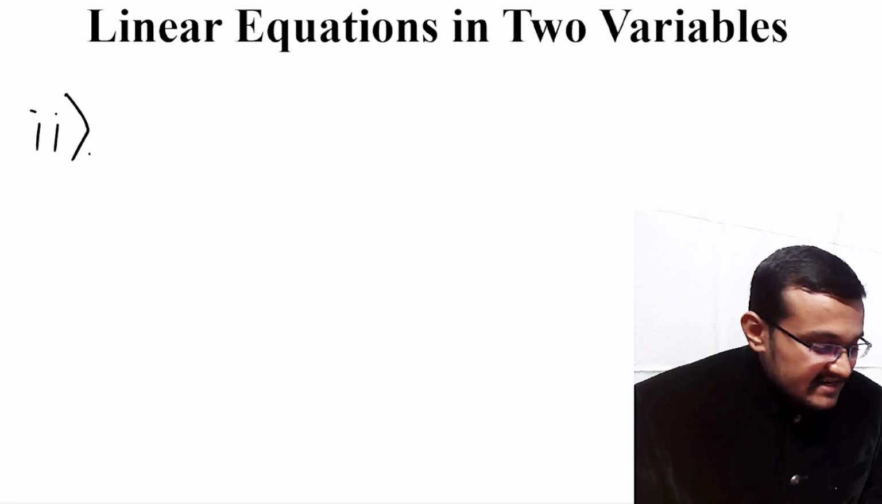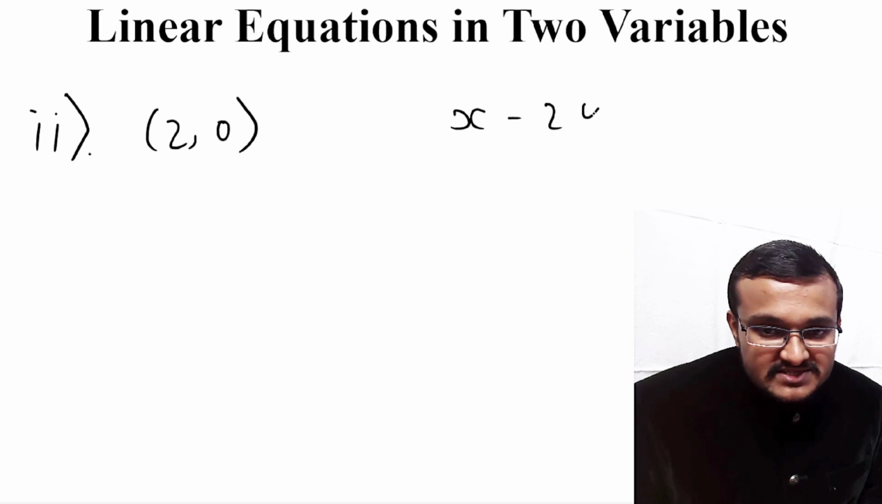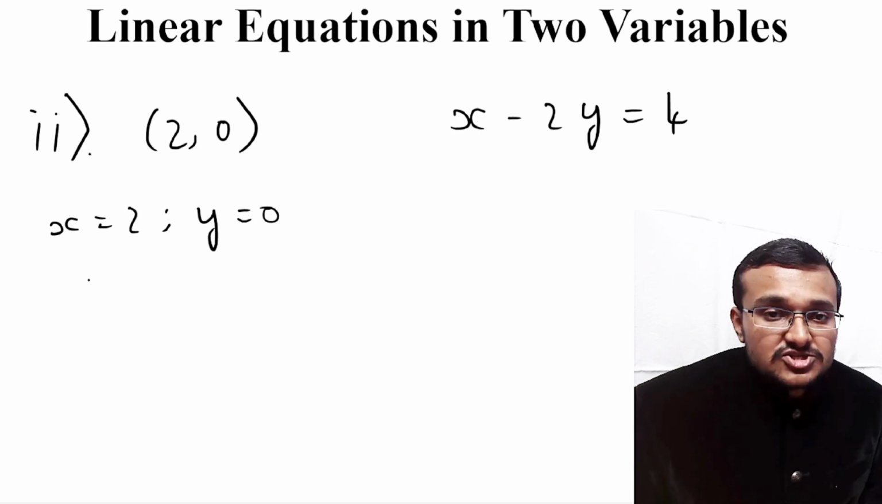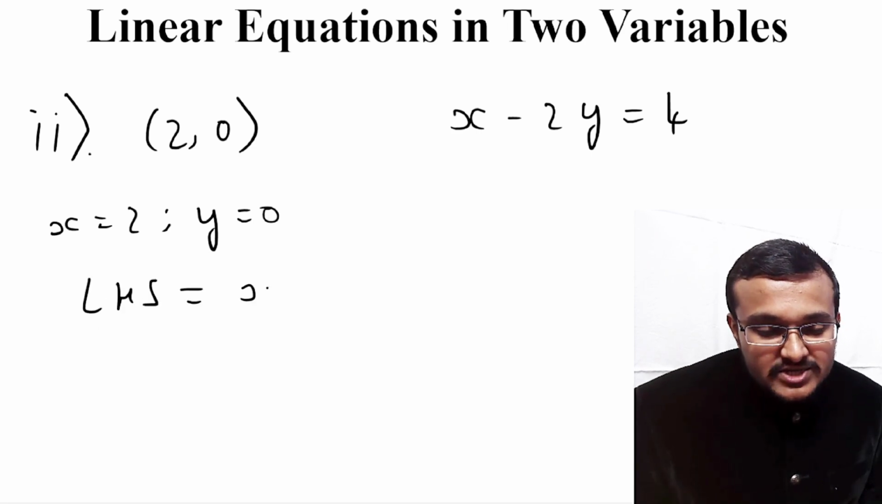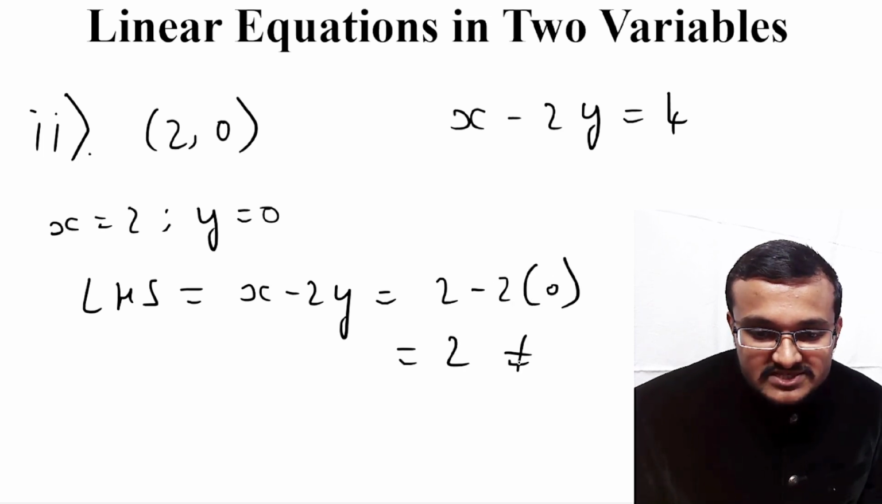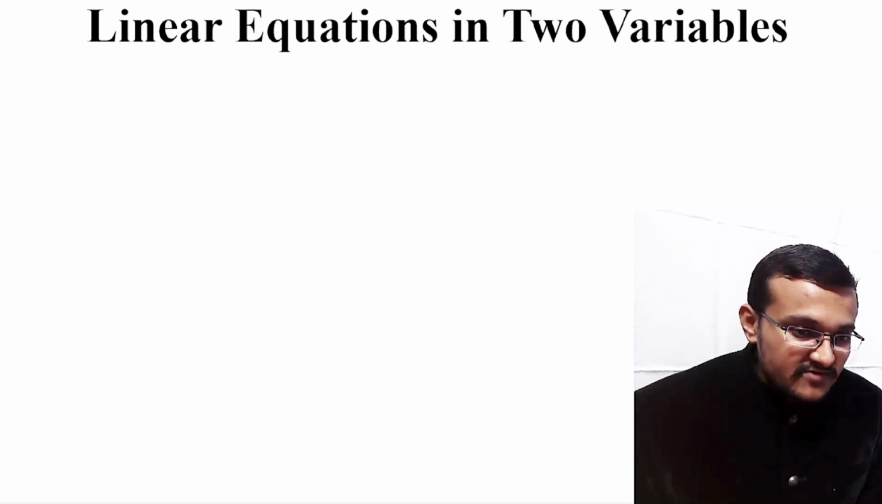Similarly, in the second option they have given (2, 0). Now you have to substitute this. So the equation is x minus 2y is equal to 4. Here x is equal to 2, y is equal to 0. Now we'll take the LHS, that is x minus 2y. So x is 2 minus 2 of y, which is 0. That means here we are getting 2, which is not equal to RHS. So the second option is also not the solution of this x minus 2y is equal to 4.